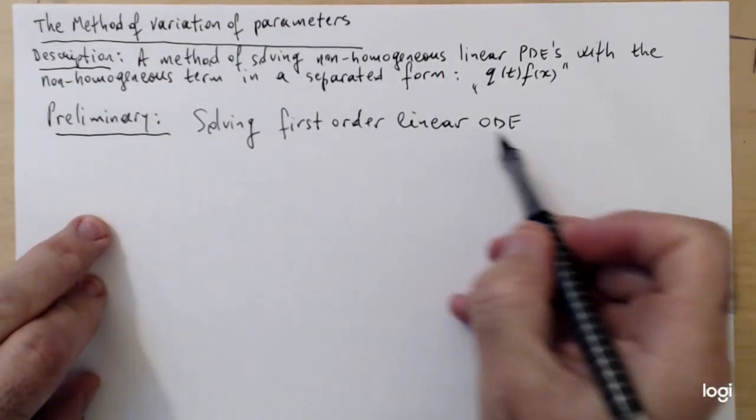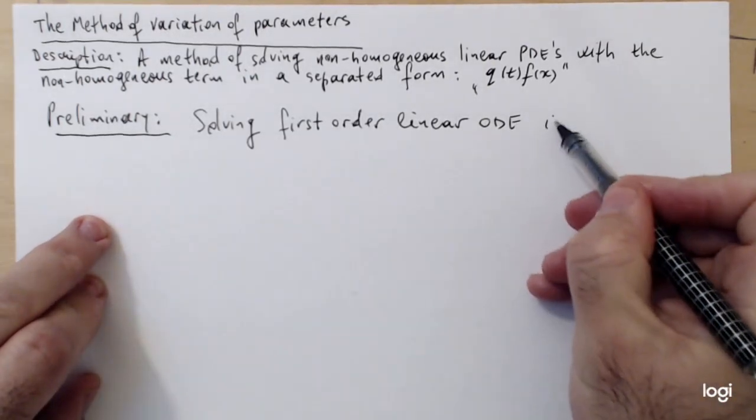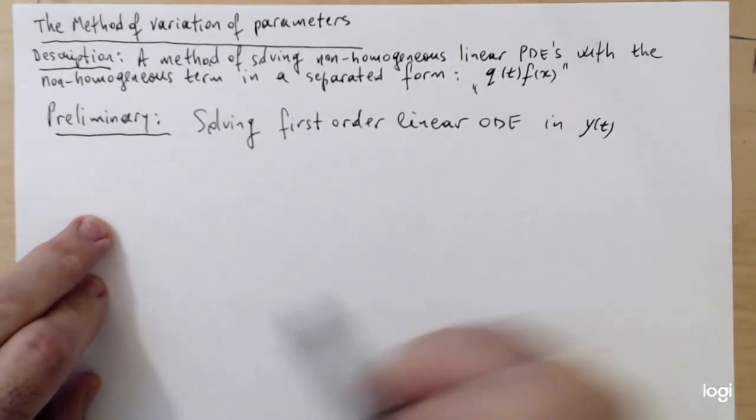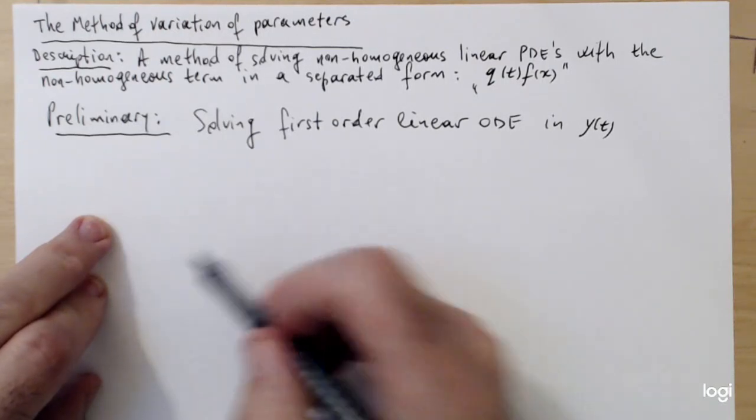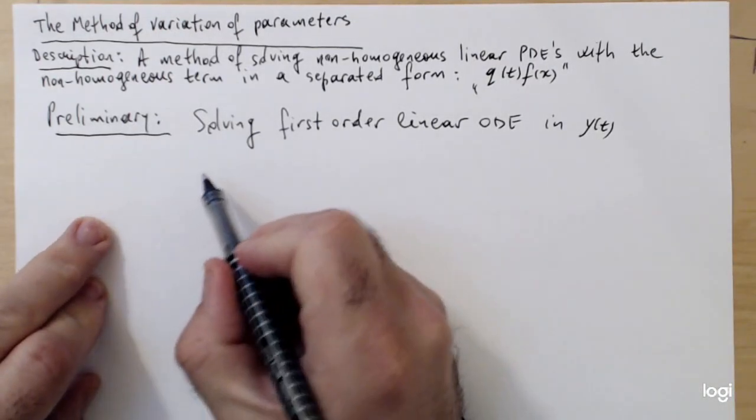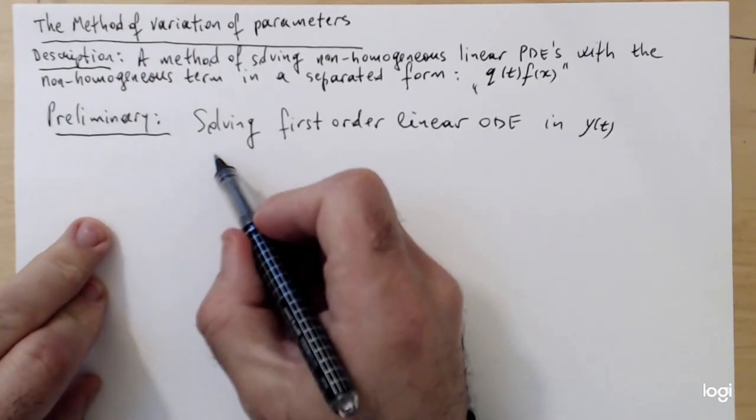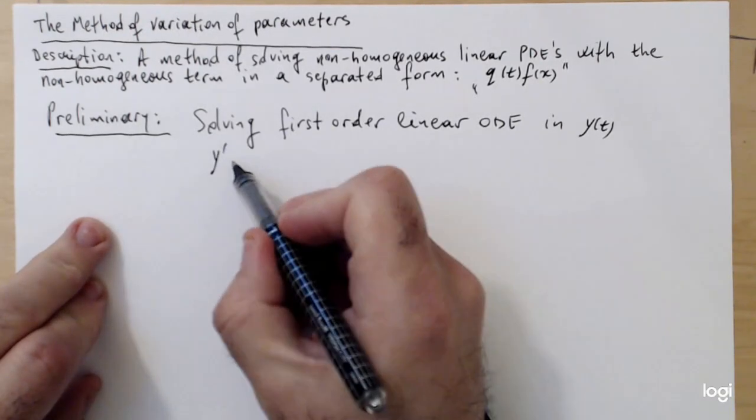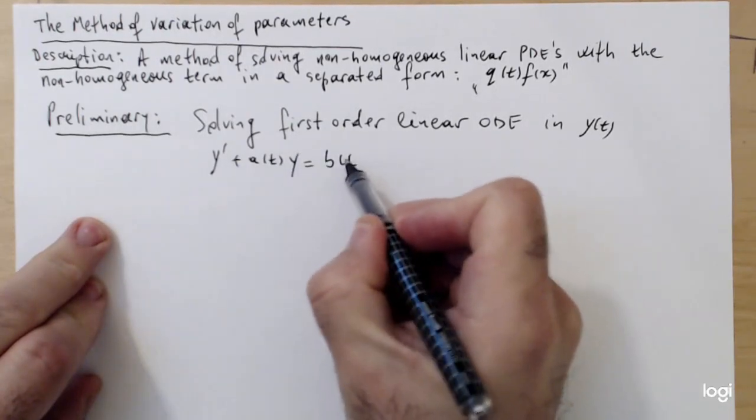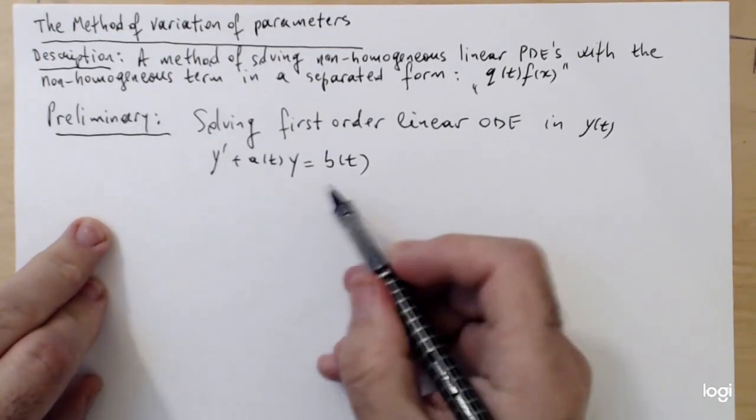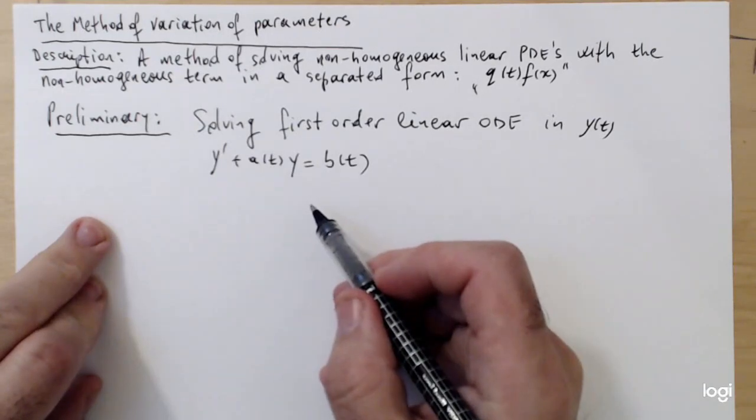A first order linear ODE, let's say in y of t, the dependent variable, let's call it y, and the independent variable t. The standard form of a first order linear ODE is y prime plus a of t y equals b of t. Any linear first order ODE can be written like this.